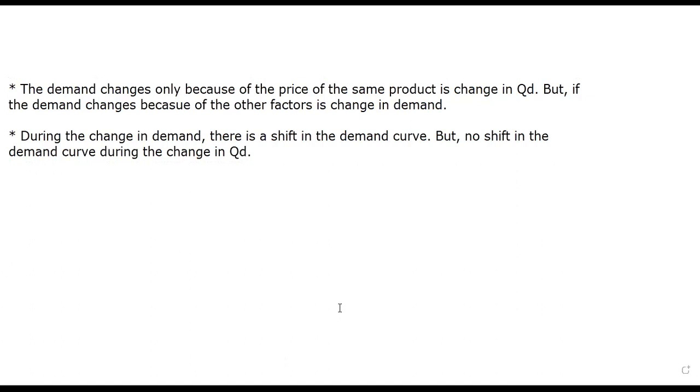So understand carefully. If only the price of the same product affects the demand, that's what we call change in quantity demanded. So during the change in quantity demanded, there is no shift in the demand curve. But if the demand of a product is affected by other factors, meaning other than the price of the same product, that is called change in demand. So during the change in demand, there is a shift in the demand curve. Is it okay for y'all?